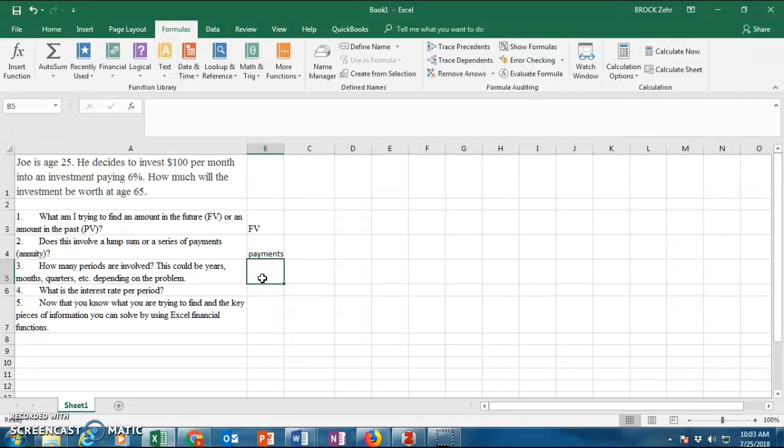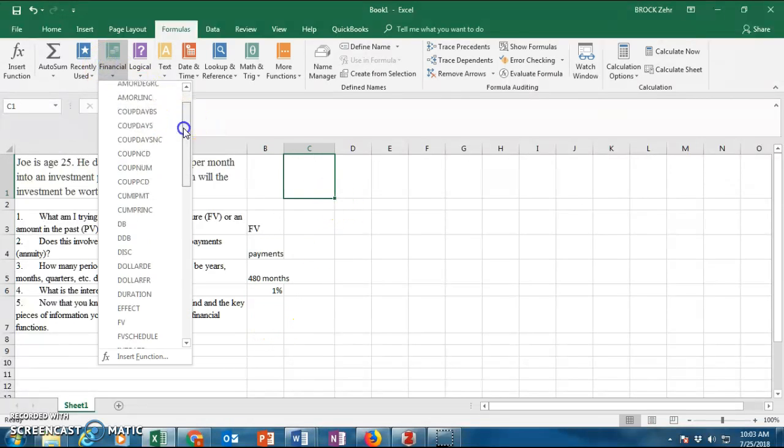How many periods are involved? He's paying every month, so we're going to do this on a monthly basis, and we would take the 40 years times 12 months per year. So we're going to have 480 months or 480 periods. What is the interest rate per period? If we take this 6% annual rate and divide it by 12 months, we're going to get a rate of 0.5% per month. So now we have the key pieces of information.